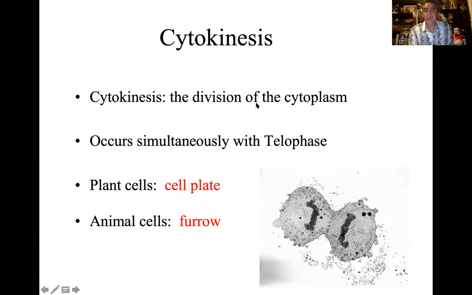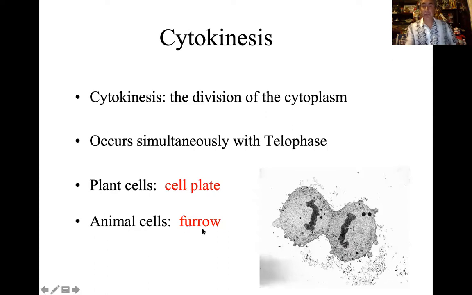And cytokinesis will then separate the cytoplasm, occurring simultaneously with telophase, and it happens differently in plant and animal cells. So plant cells, if you remember, have a thick cell wall. So if we're going to cut one cell into two, we're going to have to address the issue of a cell wall. So we form a cell plate, which is basically a new cell wall component there.